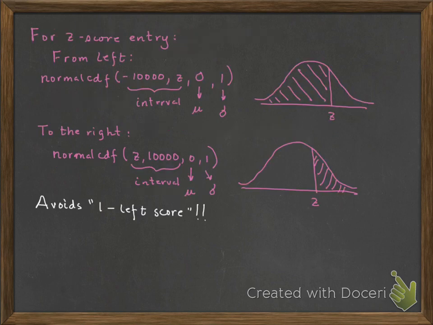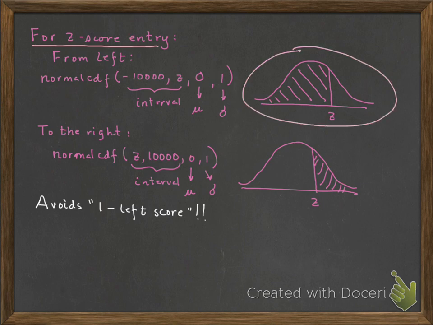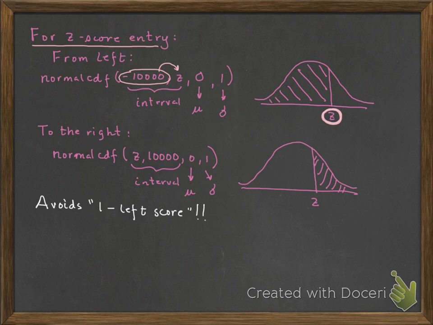Okay, so for a z-score entry, from the left, which is negative infinity, up to the z-score, this is what we put in: negative 10,000 up to your z-score. So whatever this z-score is goes in as the second value in the set of parentheses. And the third value is 0. That's your mean. It doesn't change. The last value is 1. That's your standard deviation. That doesn't change.